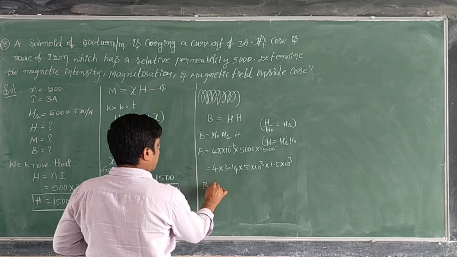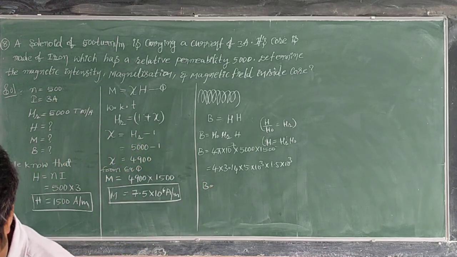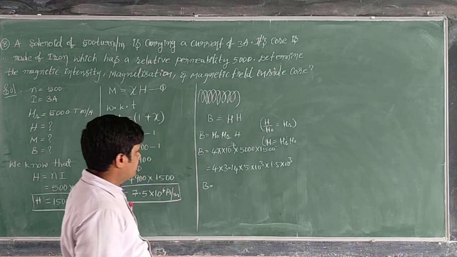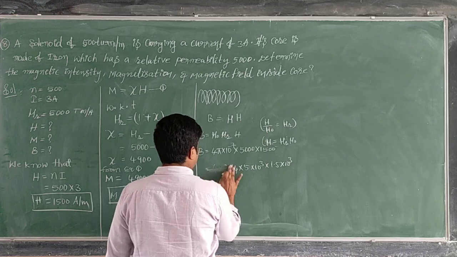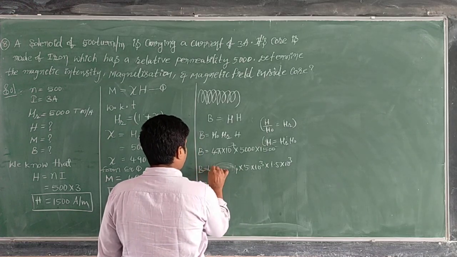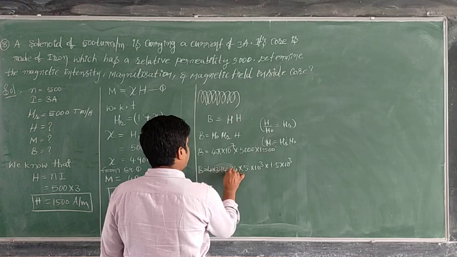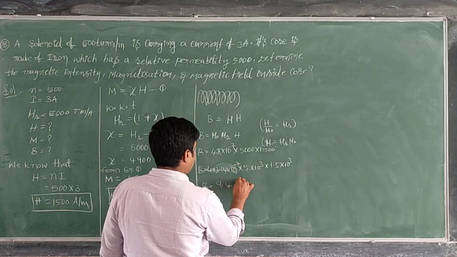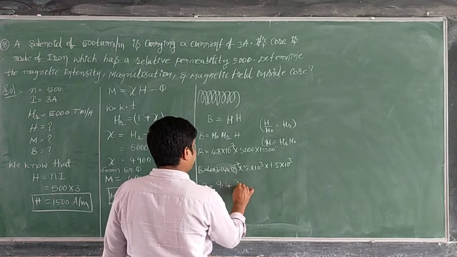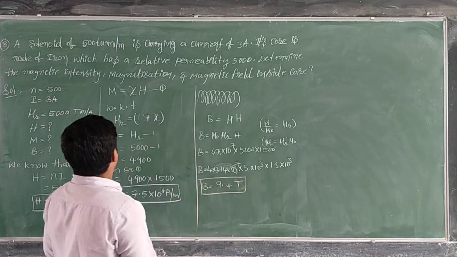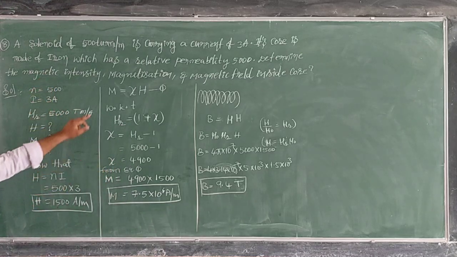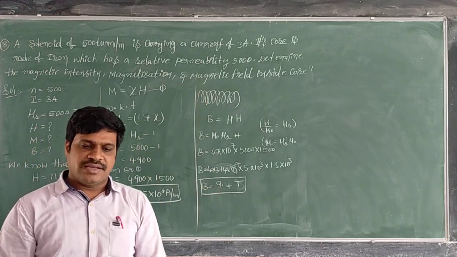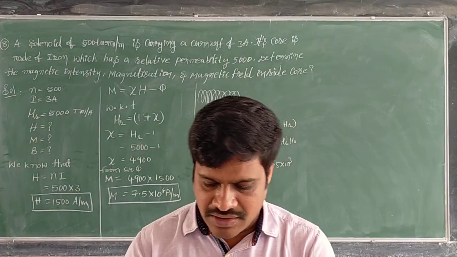So after simplification of all these things, with 10 power minus 4 there, B equal to 4 into 3.14 into 10 power minus 7, I may get here 9.4 Tesla is the answer. So magnetic intensity I got, magnetization I got, and thereafter magnetic field of the core also. Yes, the problems are over from this chapter.